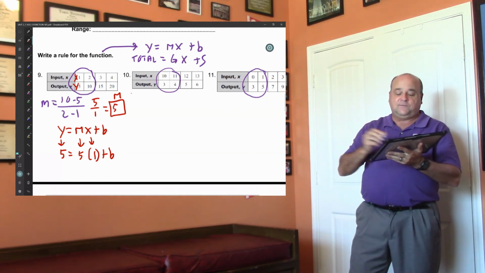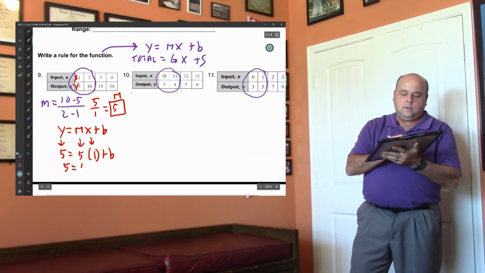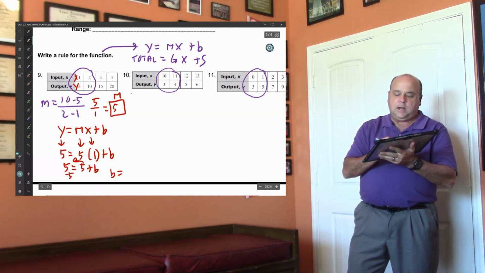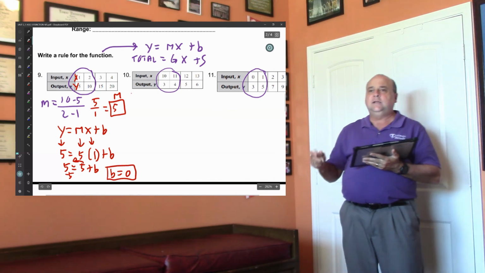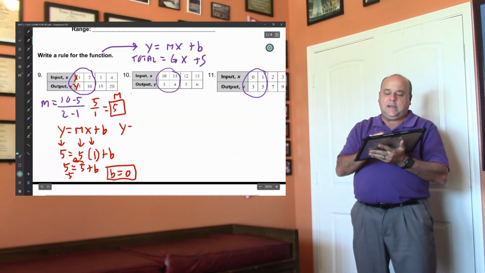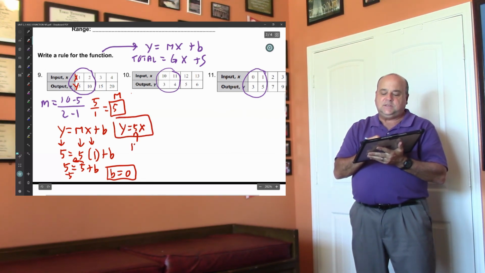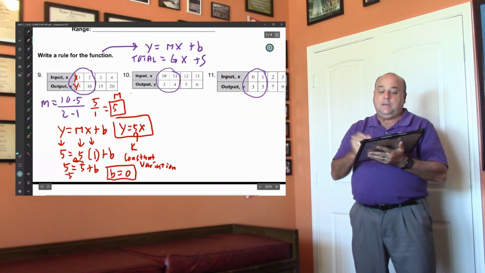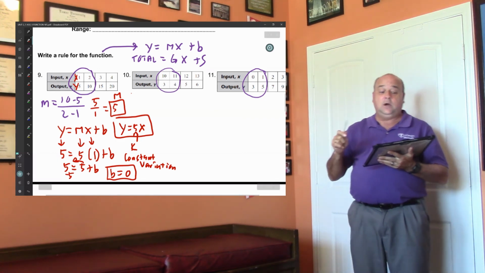So 5 equals 5 plus b, and if I move over the 5, my b is going to eliminate, right? Okay, so I'm just going to get b equals 0, right? So my equation would be y equals 5x, and what do we know about this? This is k, the constant of variation. That means that this table has direct variation, right?